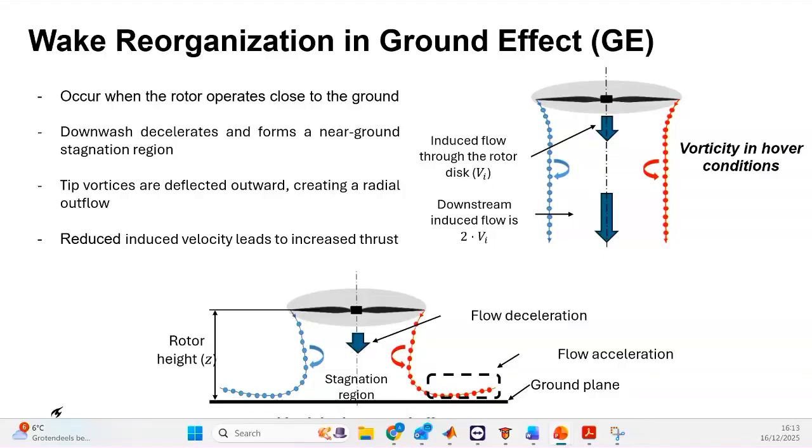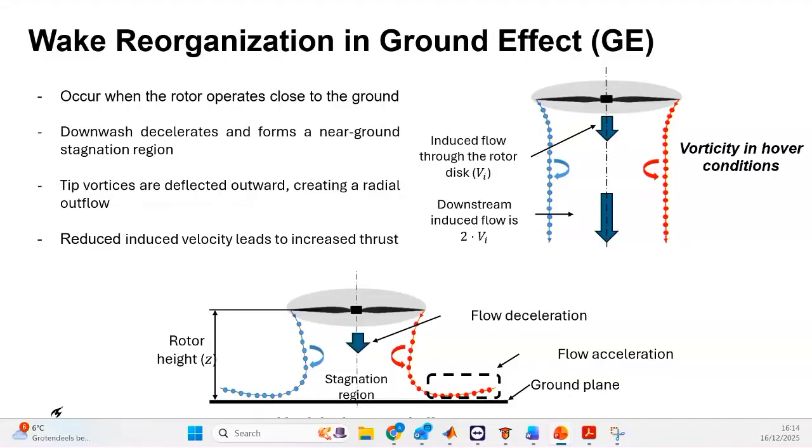we can see how the tip vortices move downwards, and then they are forced to move outwards because we have the lateral expansion because of the wall. Also, we encounter a stagnation region because the flow decelerates in this area and then starts to accelerate again. So in this case, we have a reduction in the induced velocity, which produces an increase in thrust.